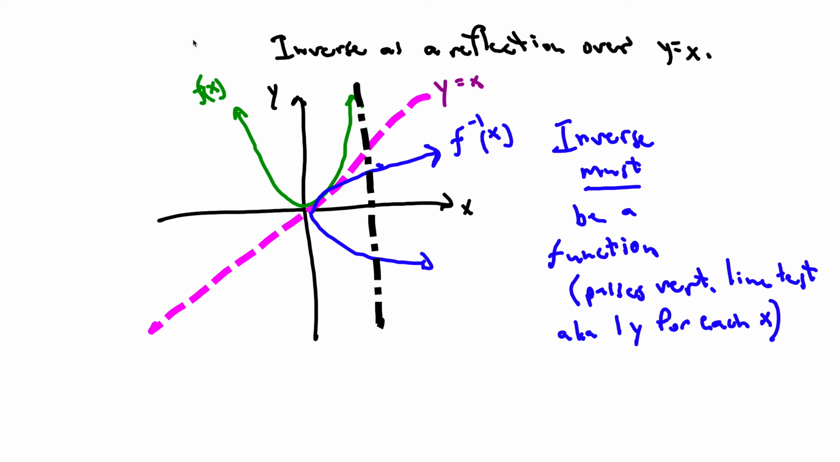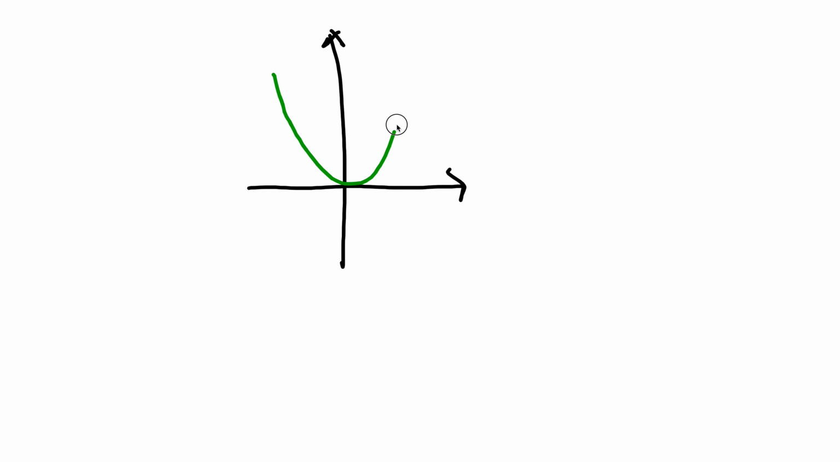Okay, so let's take a look at this. What makes that function not invertible? We were looking at something that looked suspiciously like y equals x squared. If you were to pass a horizontal line through this particular function, what do you notice? It hits twice, which means that for this given y value, it has two x values.